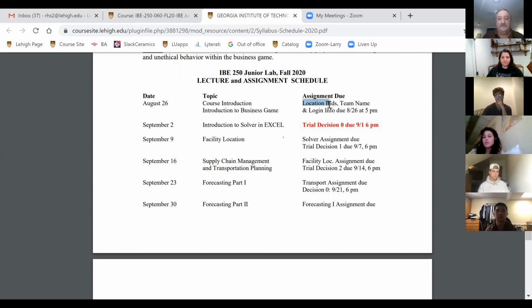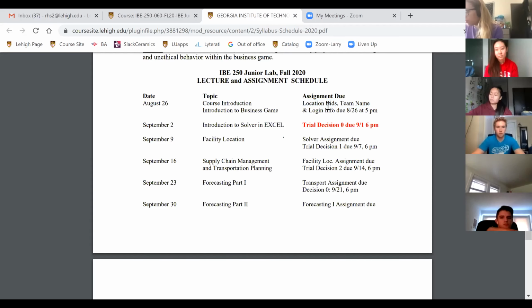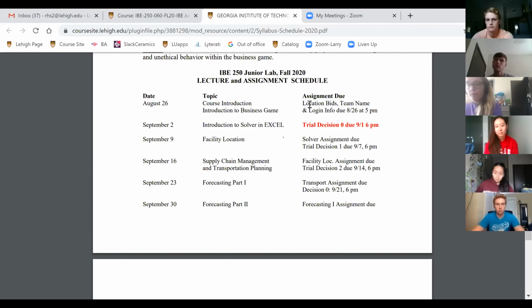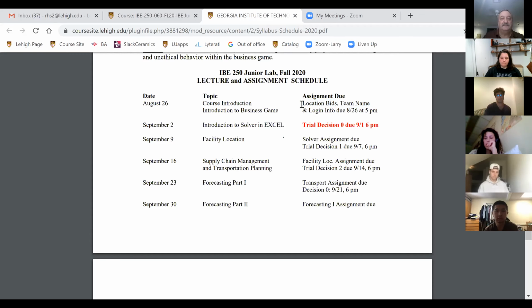And what you're going to do is turn in some basic information. There's a sheet that I'll show you. Basically, you got to pick a name for your team. You got to pick a password that will log you into the business game under your team. And then you have to bid on a location. And we'll talk a little bit about what that means as well. So basically, you need to fill a little bit of information into a spreadsheet. It shouldn't take too long for you to figure that out once I stop talking.